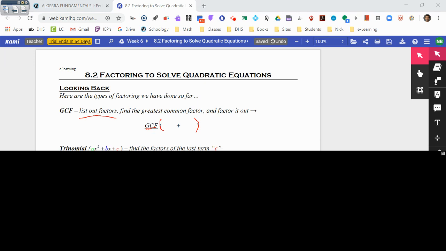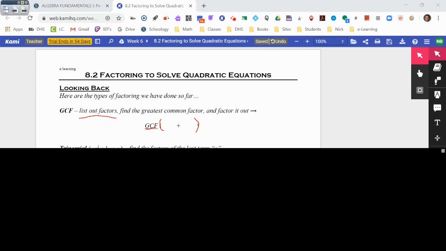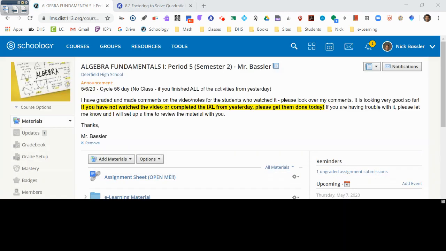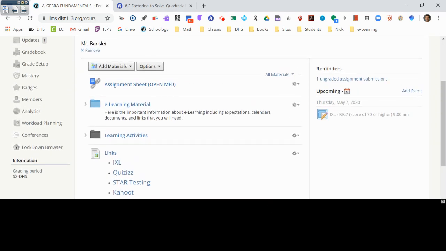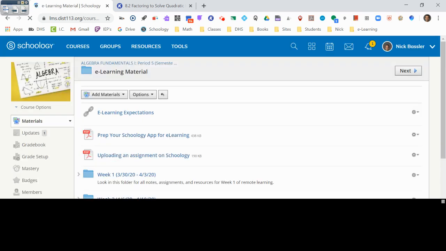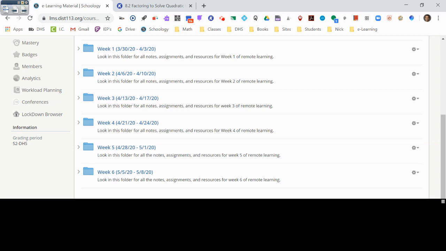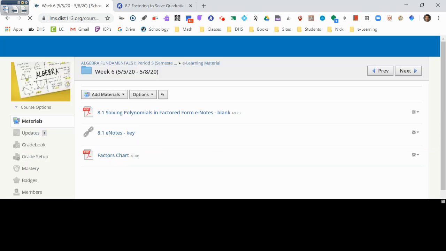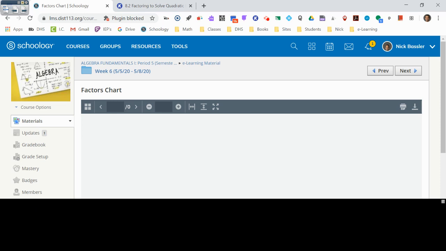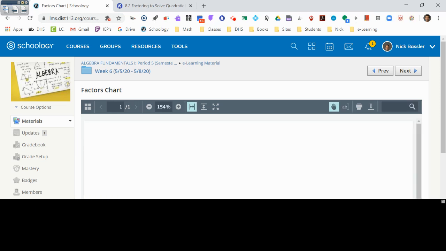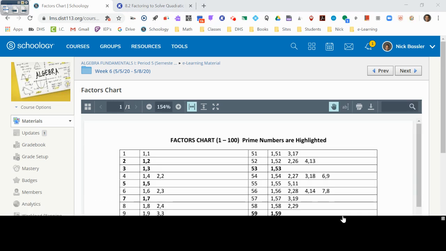I did forget to mention that we probably want to take out that factors chart. Hopefully you did not get rid of it, because we needed it last week, and we're going to need it again for today's lesson and for the review on Friday as well. If you forgot it or misplaced it, I put another copy in this week's folder in week 6. You want to have this factors chart document out when you're doing today's notes, today's homework, and for Friday's lesson as well.